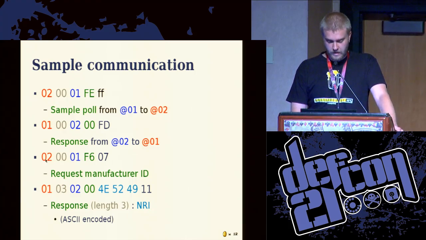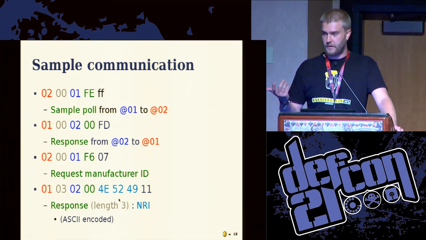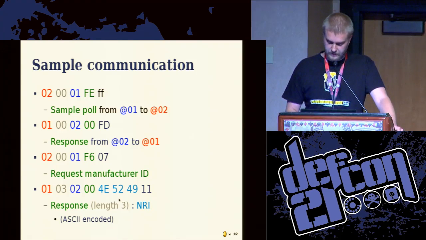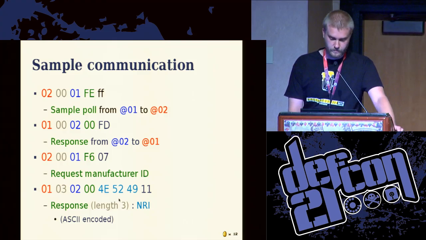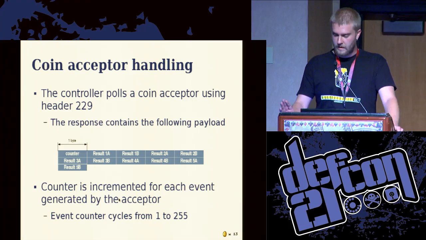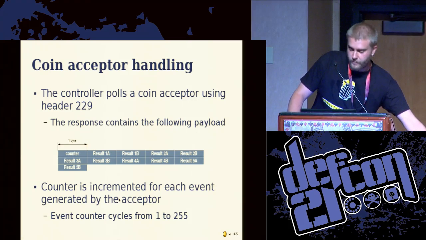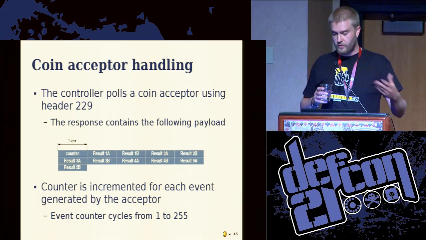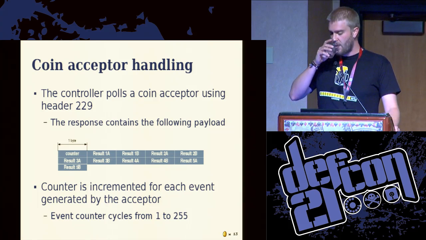You have to sniff the bus along with the request to actually see the response and know exactly what it is. The second packet here is header number F6 in hex, which is request manufacturer ID. In the response, you have NRI, the manufacturer of the device I bought. So I've been able to ping this device to get some information about it.